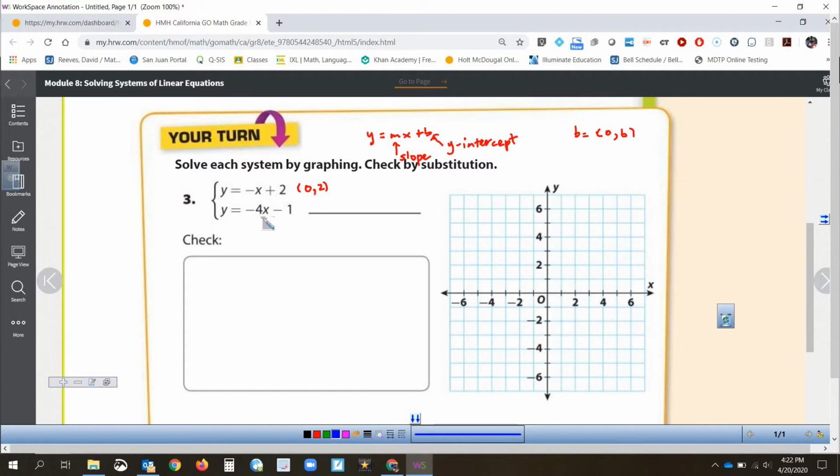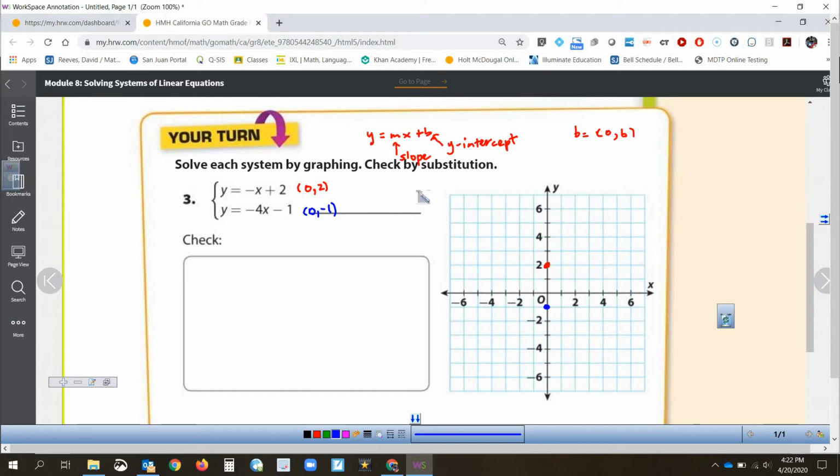Now I'm going to use blue for the second equation. When I take a look at the second equation, I have the point (0, -1). So if I want to graph this first line, I'm going to start at (0, 2). There's a point on that first line. And (0, -1), there's a point on the second line.